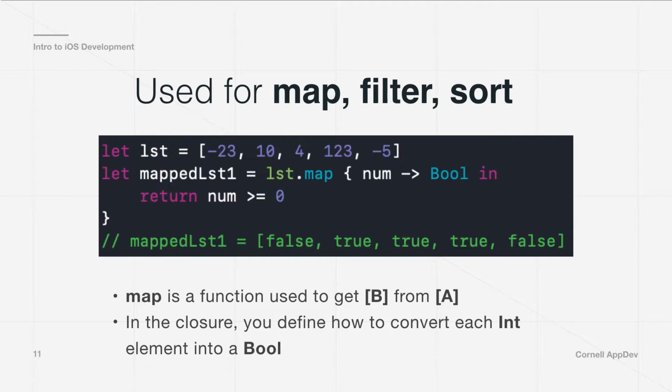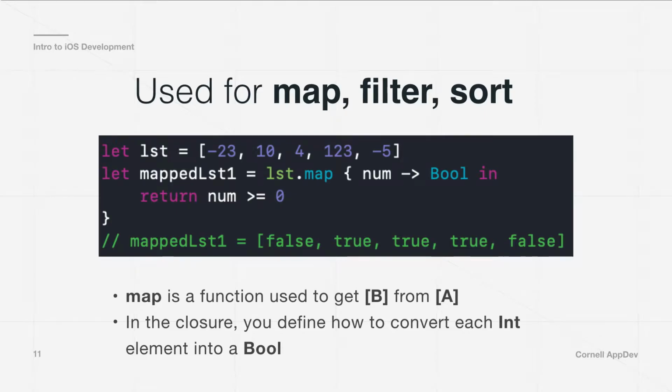So if we go through the list, negative 23 is not greater than or equal to 0, so we're going to have false in our mapped list. Then since 10 is greater than or equal to 0, we get true in our mapped list, and so on and so forth. Basically it loops through the list, applies this function to every element, and returns that to you in a new variable. So you have to define how you want to convert this Int into some sort of Boolean. Does anyone have any questions about that?